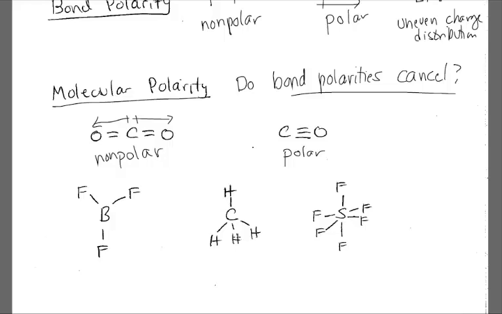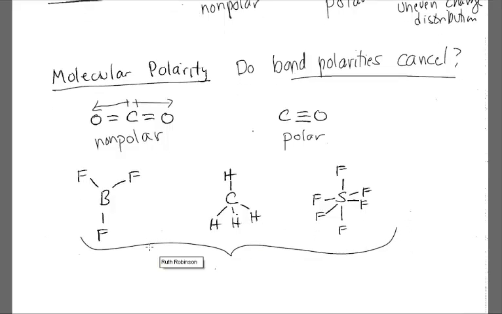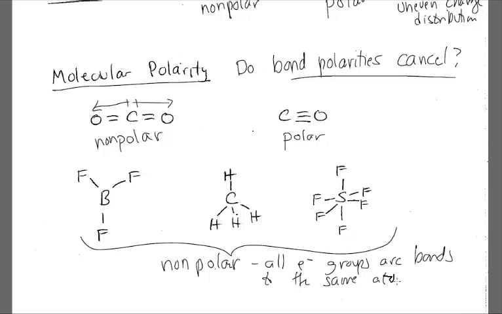A methane molecule has tetrahedral shape, and it's not real obvious in this type of drawing, but since all the angles are actually the same, they all pull equally, and it's nonpolar. SF6, same thing. All these fluorines, like this one pulls, the opposite one pulls the opposite. This one pulls, that one pulls the opposite. So whenever you have molecular shapes such that all electron groups are bonds to the same atom, these are all bonds to fluorine, all bonds to hydrogen, all bonds to fluorine, then you will have nonpolar molecules. Okay, all electron groups are bonds to the same atom. That will make it nonpolar.